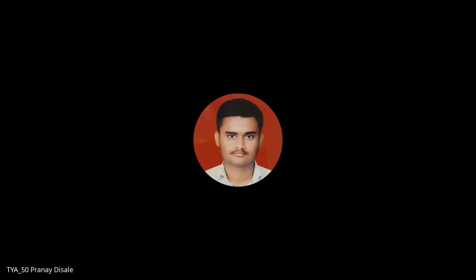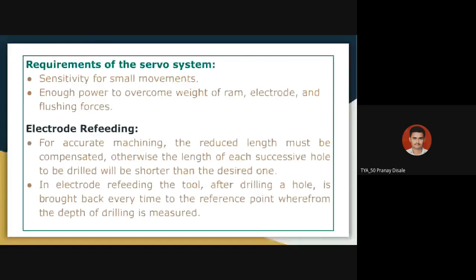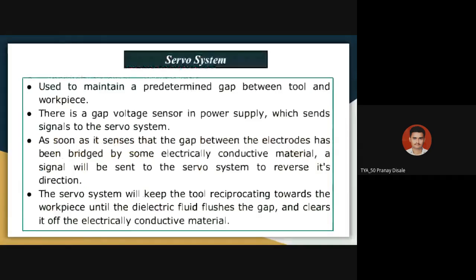So I have explained all the elements: direct flushing, the dielectric system, then electrodes, tool wear, and we have discussed one more, the servo system also. Power supply is also important. In that power supply you have to use pulsed DC power, having voltage 8 to 100 volt at approximately 5 kilohertz frequency.